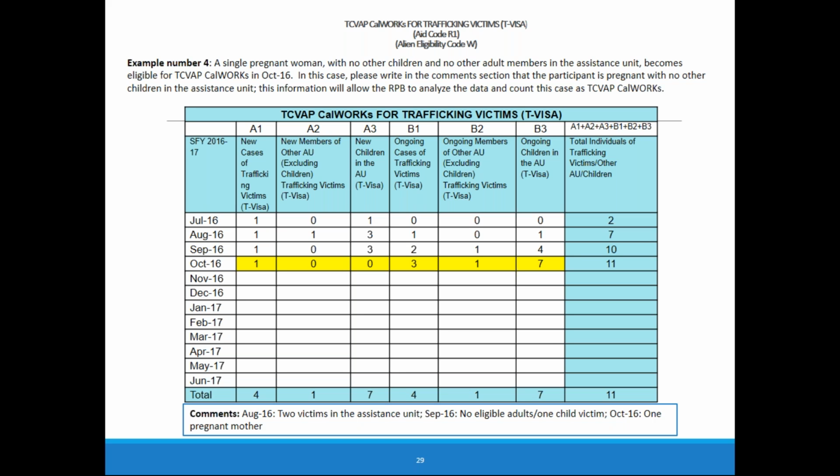On column A1, enter 1 for the pregnant woman. On column A2, enter zero because there are no other adults living in the assistance unit. On column A3, enter zero because there are no other children living in the assistance unit. On column B1, enter three. That totals the number of ongoing cases. On column B2, enter one. That totals the number of ongoing members living in the assistance unit. And on column B3, enter seven. That totals the number of children living in the assistance unit from previous months. And write a comment to inform the RPD that there is a pregnant mother.